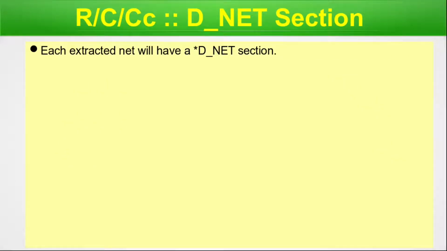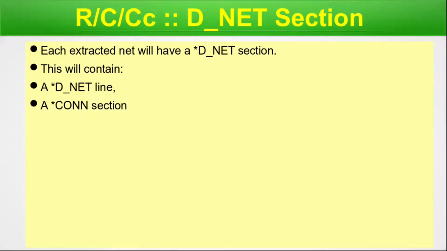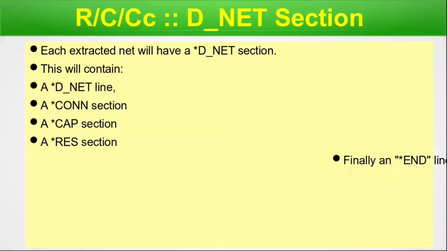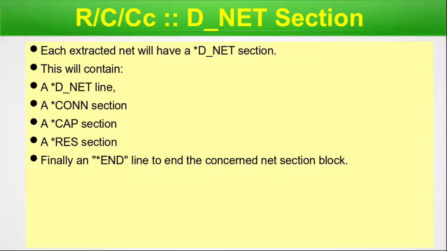Each extracted net will have a D_NET section. This will contain a *D_NET line that starts with star, then in all caps D_NET, a *CONN section, a *CAP section, a *RES section, and finally a *END line to end the concerned net section block. So the D_NET starts with *D_NET and ends with *END. In between it will contain the CONN, CAP and RES sections.